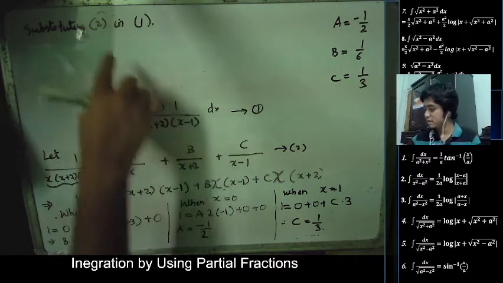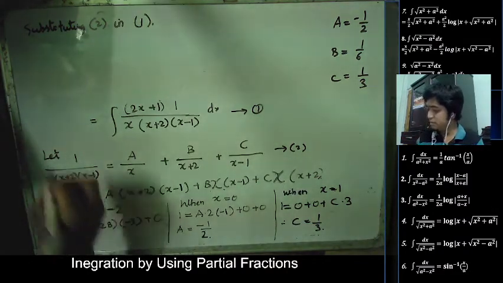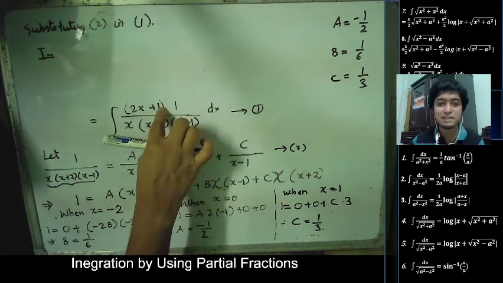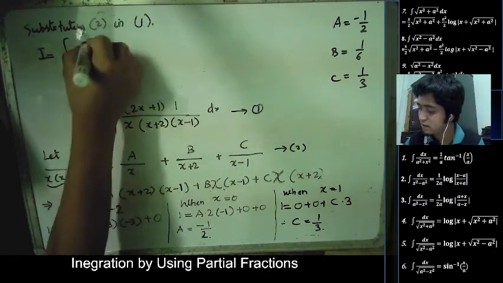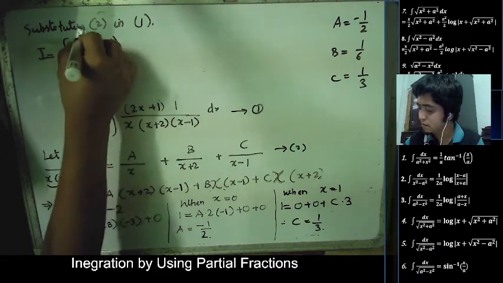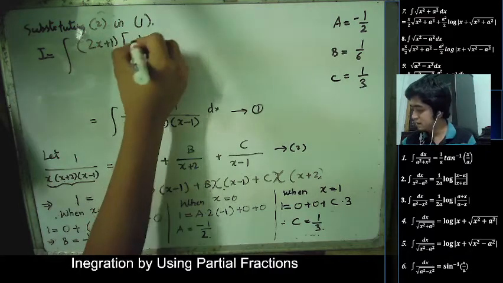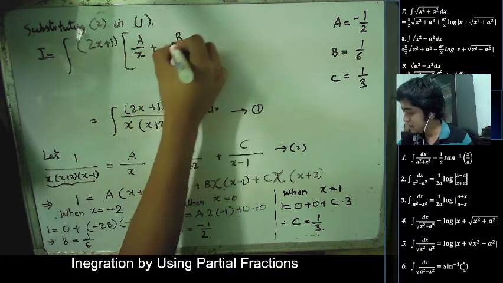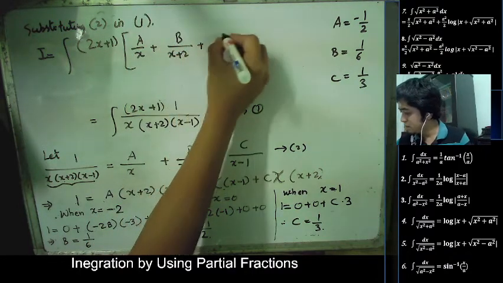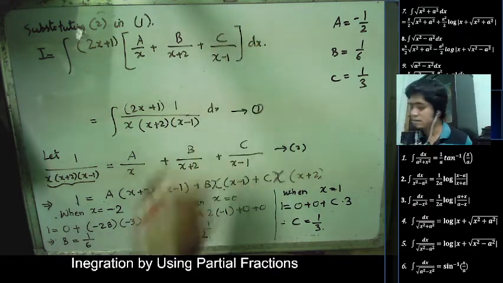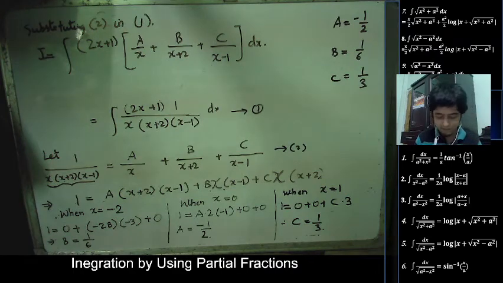Okay, so substituting 2 in equation 1, we will be having I. So this whole thing is being substituted. 2x plus 1 still remains. 2x plus 1, and we will be having a by x plus b by x plus 2 plus c upon x minus 1 dx. So this is what we are having.